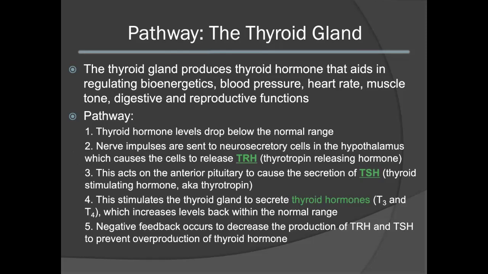Note that TSH is also known as thyrotropin. Once TSH is released, this will then travel into the bloodstream and act on the thyroid gland. This will cause the thyroid gland to secrete important thyroid hormones such as T3 and T4. This will then increase thyroid hormone levels back into the normal range. This involves a negative feedback loop. As the thyroid hormones are released, this will then decrease the production of TRH and TSH from the hypothalamus and anterior pituitary. This will prevent any overproduction of thyroid hormone.